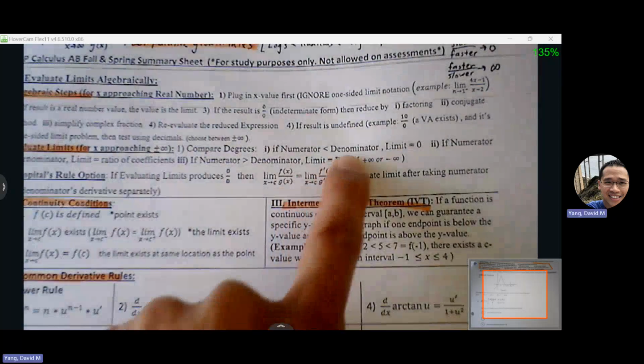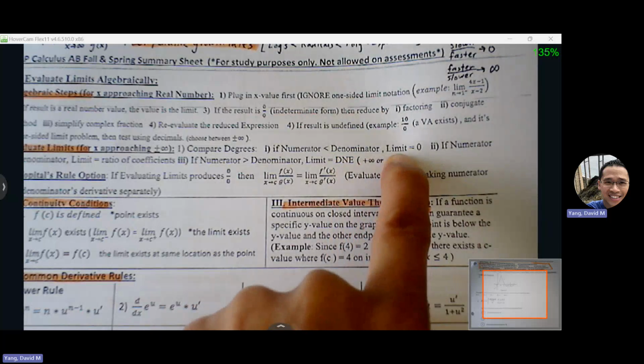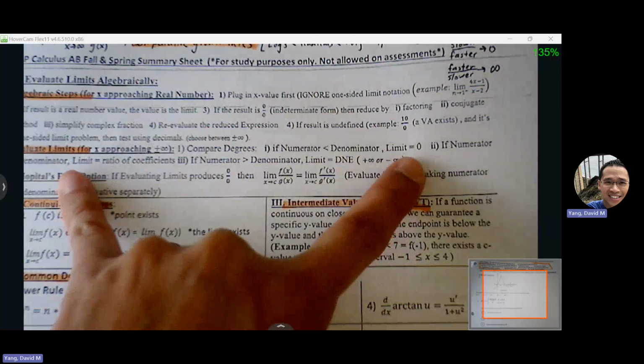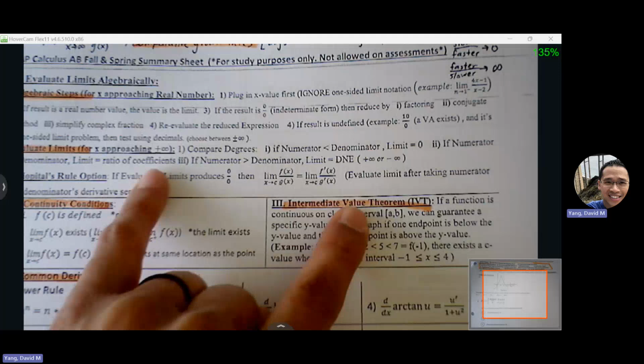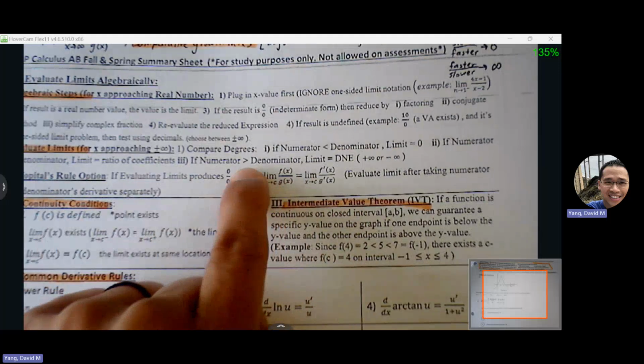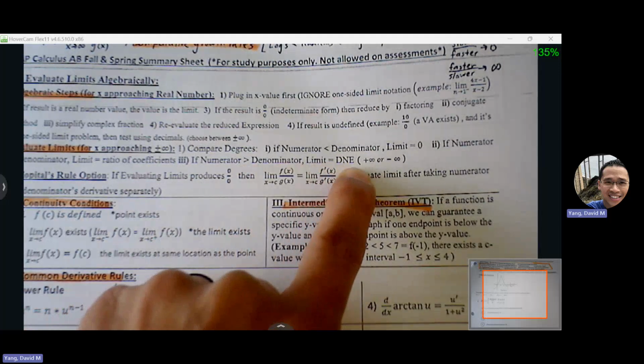If our denominator is greater, then our limit is always 0. If our numerator and denominator have the same degree, then it's the ratio of the coefficients. And if the numerator is greater than my denominator, then the limit doesn't exist.